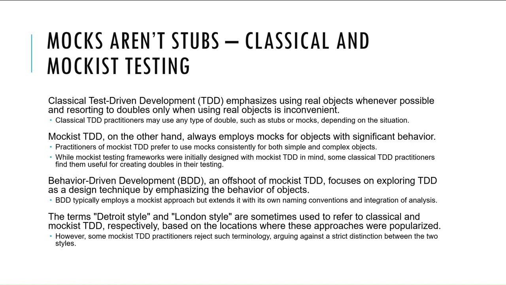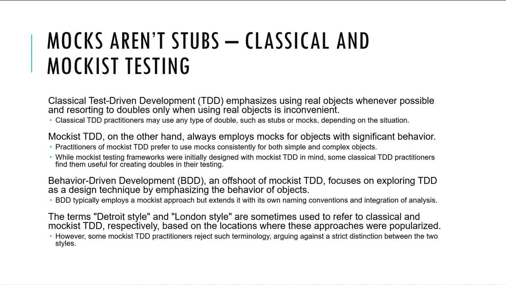Classical and Marxist testing. Classical test-driven development emphasizes using real objects whenever possible and resorting to doubles only when using real objects is inconvenient. Classical TDD practitioners may use any type of double, such as stubs or mocks, depending on the situation. Marxist TDD, on the other hand, always employs mocks for objects with significant behavior. Practitioners of Marxist TDD prefer to use mocks consistently for both simple and complex objects.